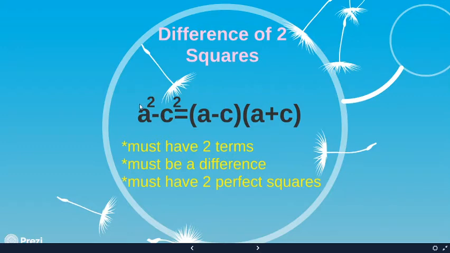So after we square root the first and last term, all we're going to do is take those values and subtract them and add them, and then you're going to be done. Okay, which you're probably like, Miss Long, I don't know what you're talking about. Well, that's okay. It will make more sense when I solve a problem. So why don't we get going on a problem?